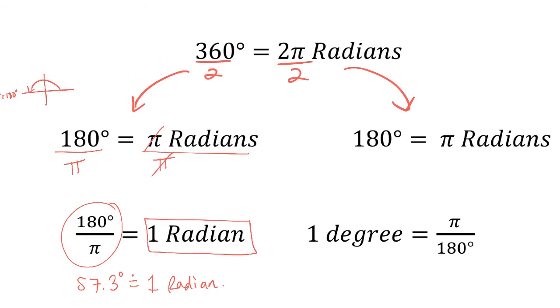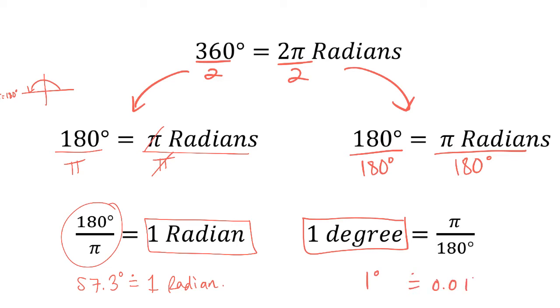same thing for degrees. So I started in the same place, 180 degrees equals pi radians, but this time I want to figure out what 1 degree is. So I divide this side by 180 degrees, so I'm left with 1 degree on the left, and divide this side by 180 as well. So we're left with pi over 180. This is equal to 1 degree. So 1 degree is pi divided by 180, which is like a really small number. So 1 degree is about 0.017.